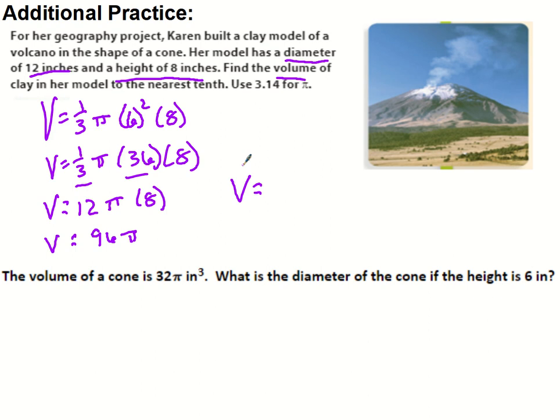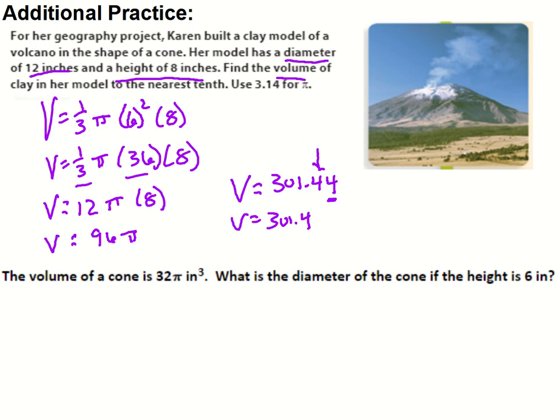And then I actually have to do 96 times 3.14. I'm just doing my calculator in front of me here. And that's 301.44. Round to the nearest tenth. So that's going to be 301.4, because this 4 right here makes this stay the same.